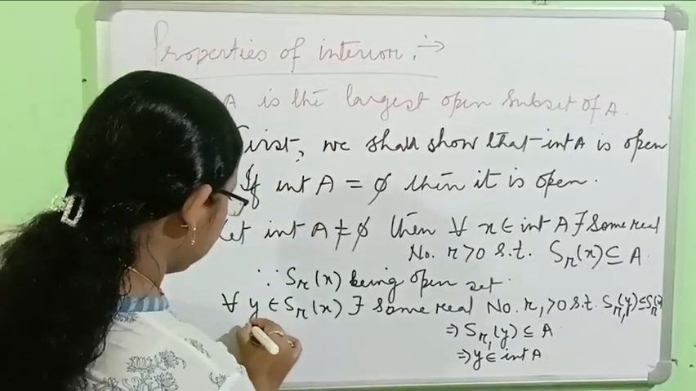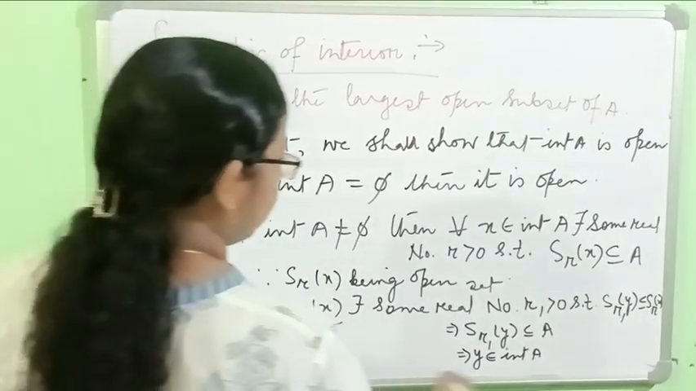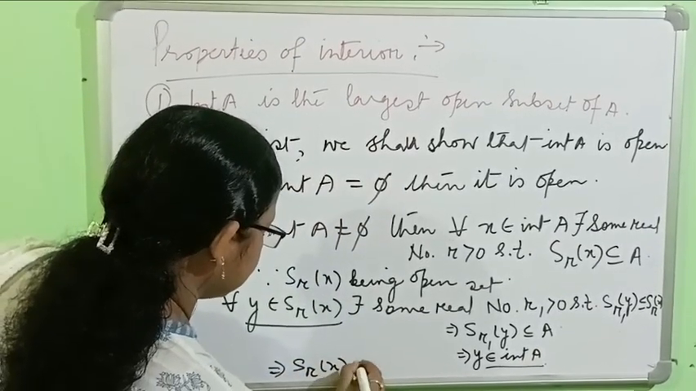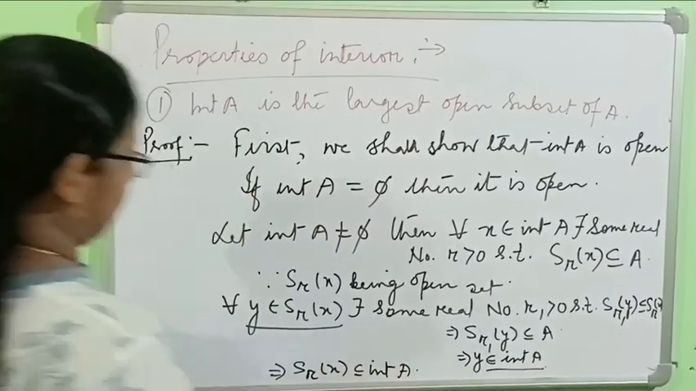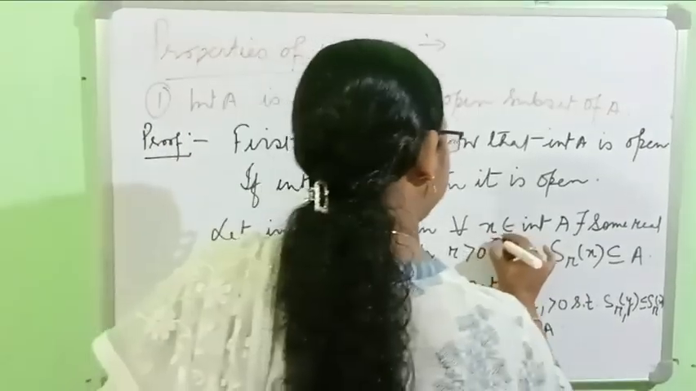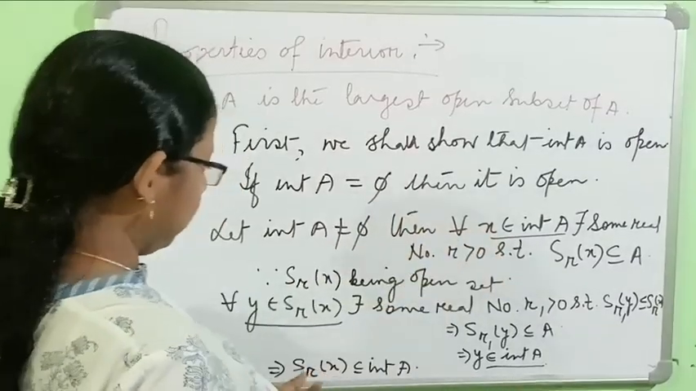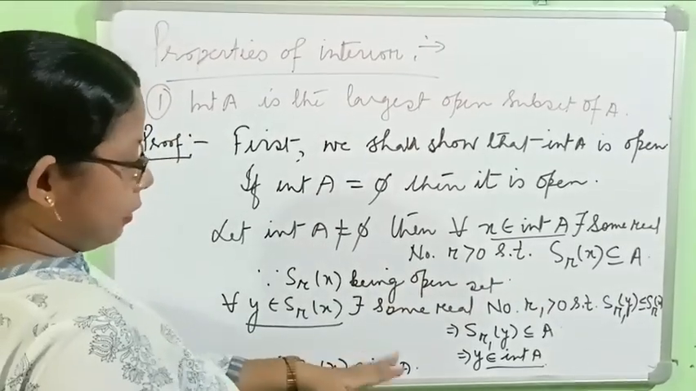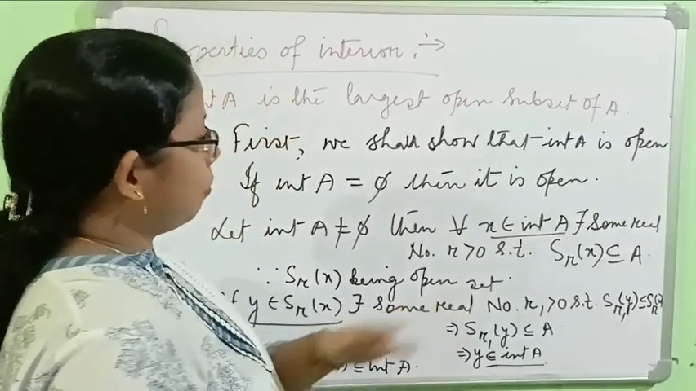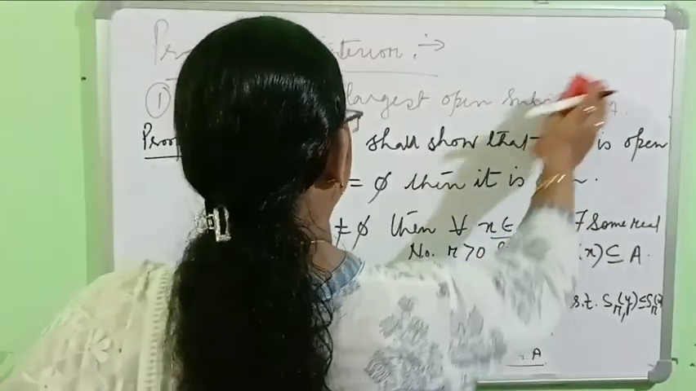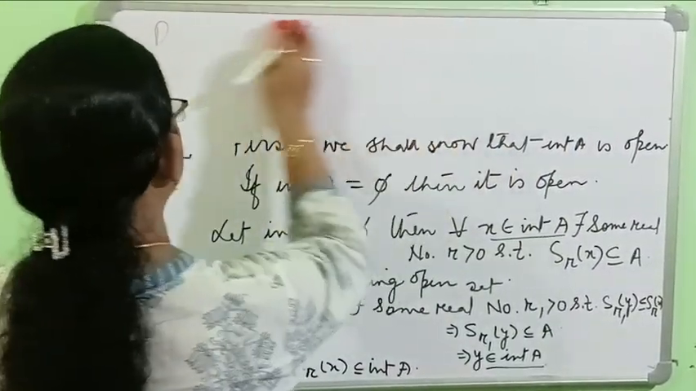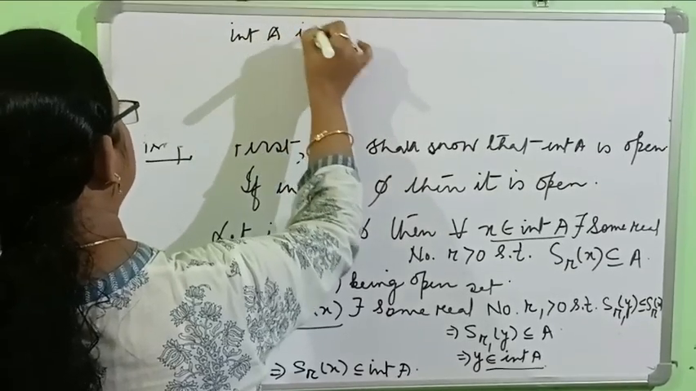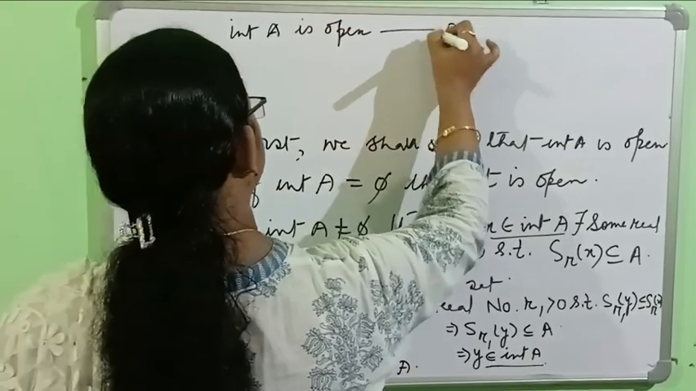And from here, we have seen that y belongs to open sphere S_r(x) implies y belongs to interior of A. This implies S_r(x) is a subset of interior of A. We have seen x belongs to interior of A. With center at x, for some real r greater than 0, we get an open sphere that is contained in interior of A. This satisfies the definition of open set, so interior of A is open. Put this as equation 1.